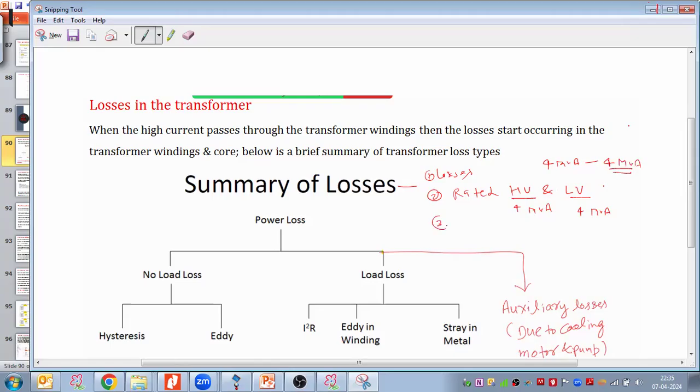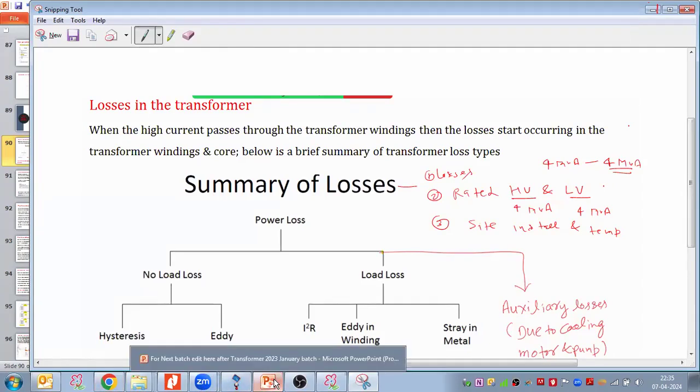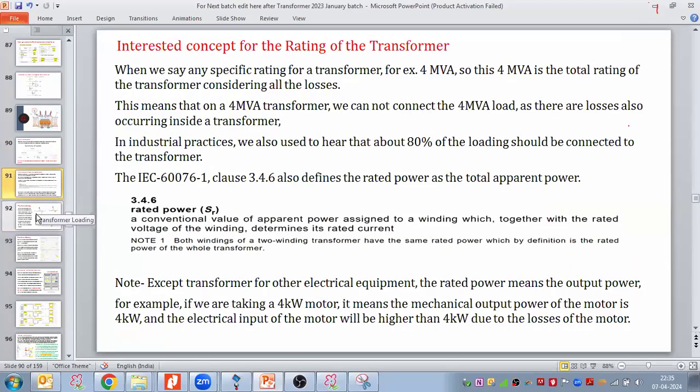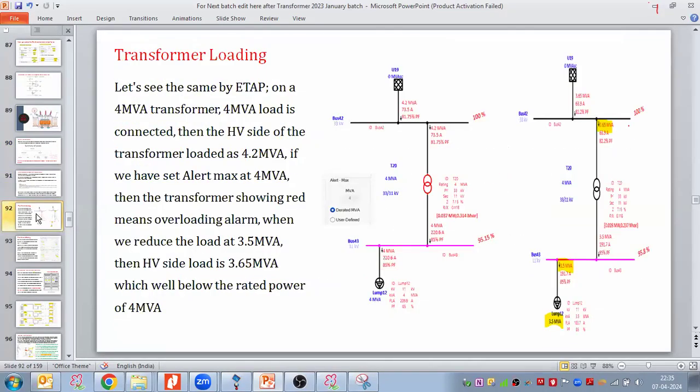Then, third point, transformer design is based on a specific site installation height and a specific site temperature. So if my temperature and installation height increase, the transformer starts derating. So during the transformer GTP review, we need to make sure that the installation height and temperatures are written by the transformer manufacturers.